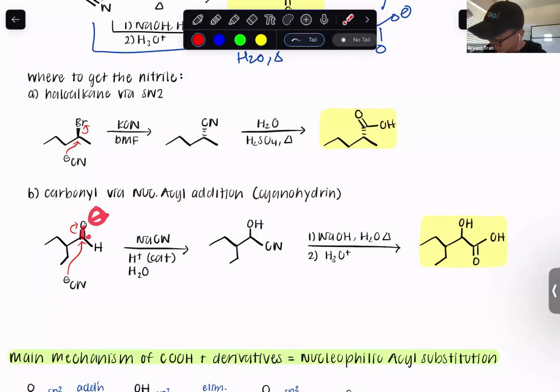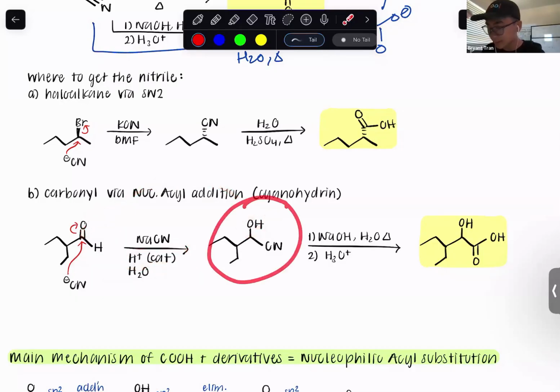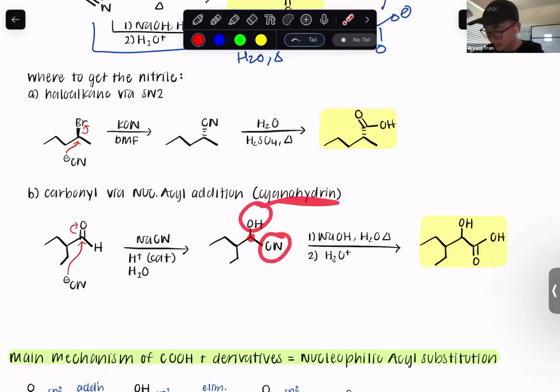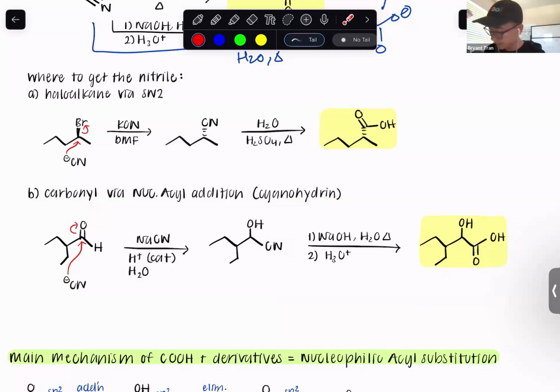And then this negative charge here can become an alcohol through the acid workup, like H+ catalyst right there. And this right here is what we call a cyanohydrin when we have a cyanide and hydroxyl group on the same carbon, right? And then we could do hydrolysis of nitrile. And in this case, she did basic conditions where we convert the nitrile into the carboxylic acid right there. Okay. Any questions on this reaction before we move on to the next one?